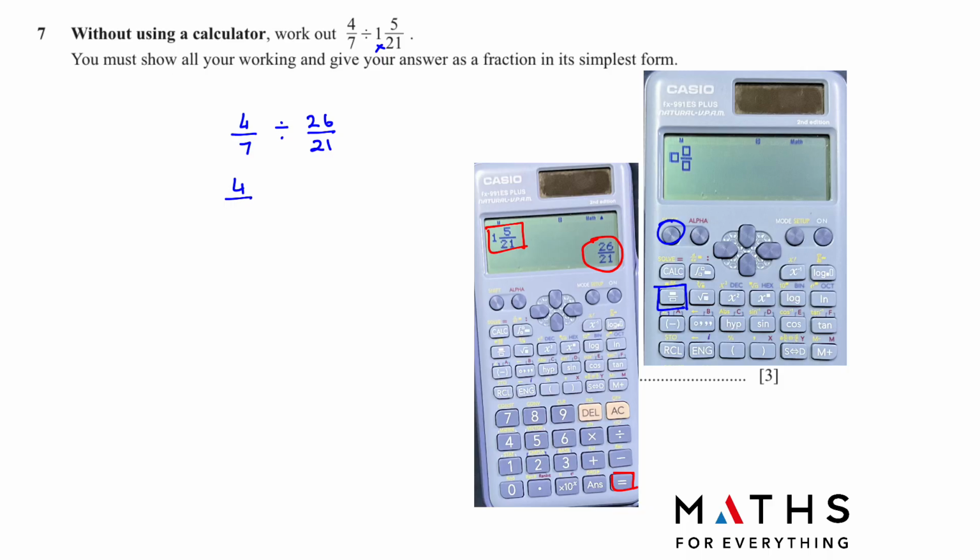Now we will write 4 over 7. The divide will turn into multiply and flip over. Write the reciprocal. Write 21 over 26. This will give us 6 over 13. This is a proper fraction, so I do not need to change it into any form.